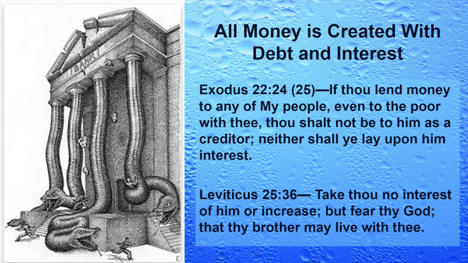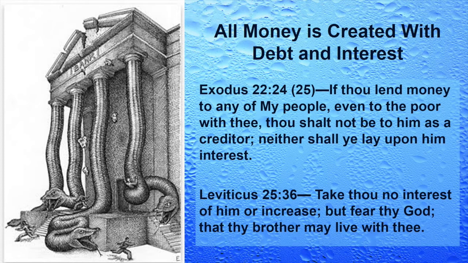All money that we're using right now is created with debt and interest. It comes into existence through the issuance of debt, by and large by the banking system. Now, we know from the Bible and from our own human experience over millennia that lending money with debt and interest can be a real problem over time.